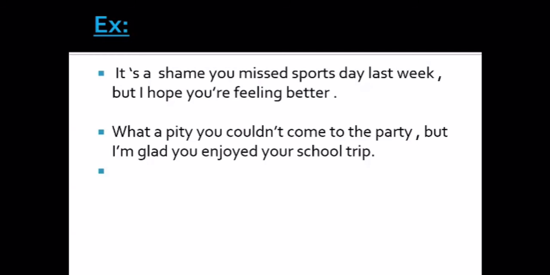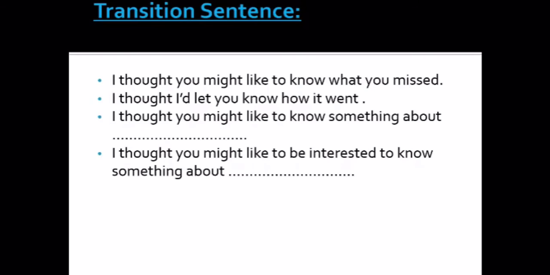After finishing the introduction, I have to move to the body paragraphs. But how can I move? I need a transition sentence. What do I mean by transition sentence? It is a sentence between the body paragraph and the introduction, which helps me to proceed in my writing. And the best way to write the transition sentence is to use the past tense. Let's see how we can do it.